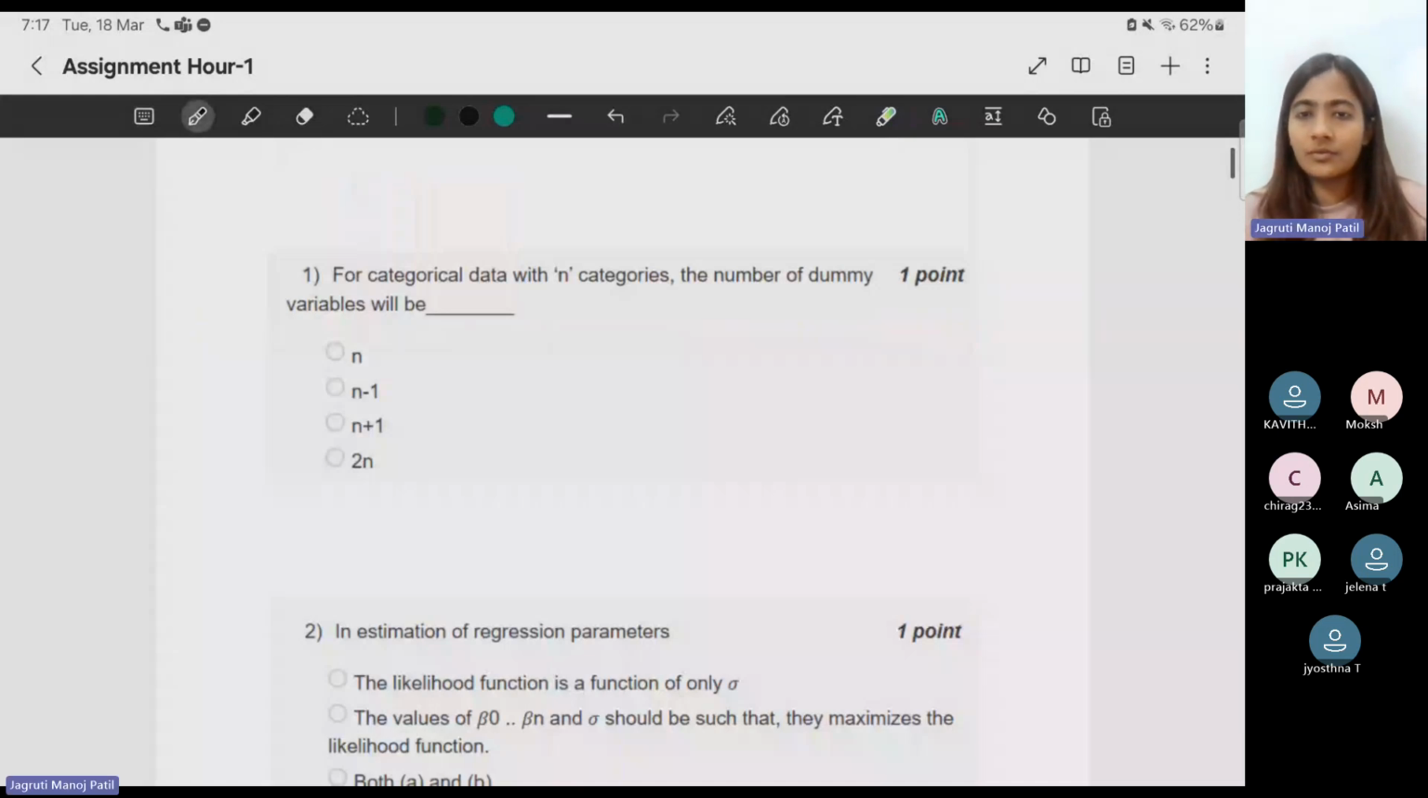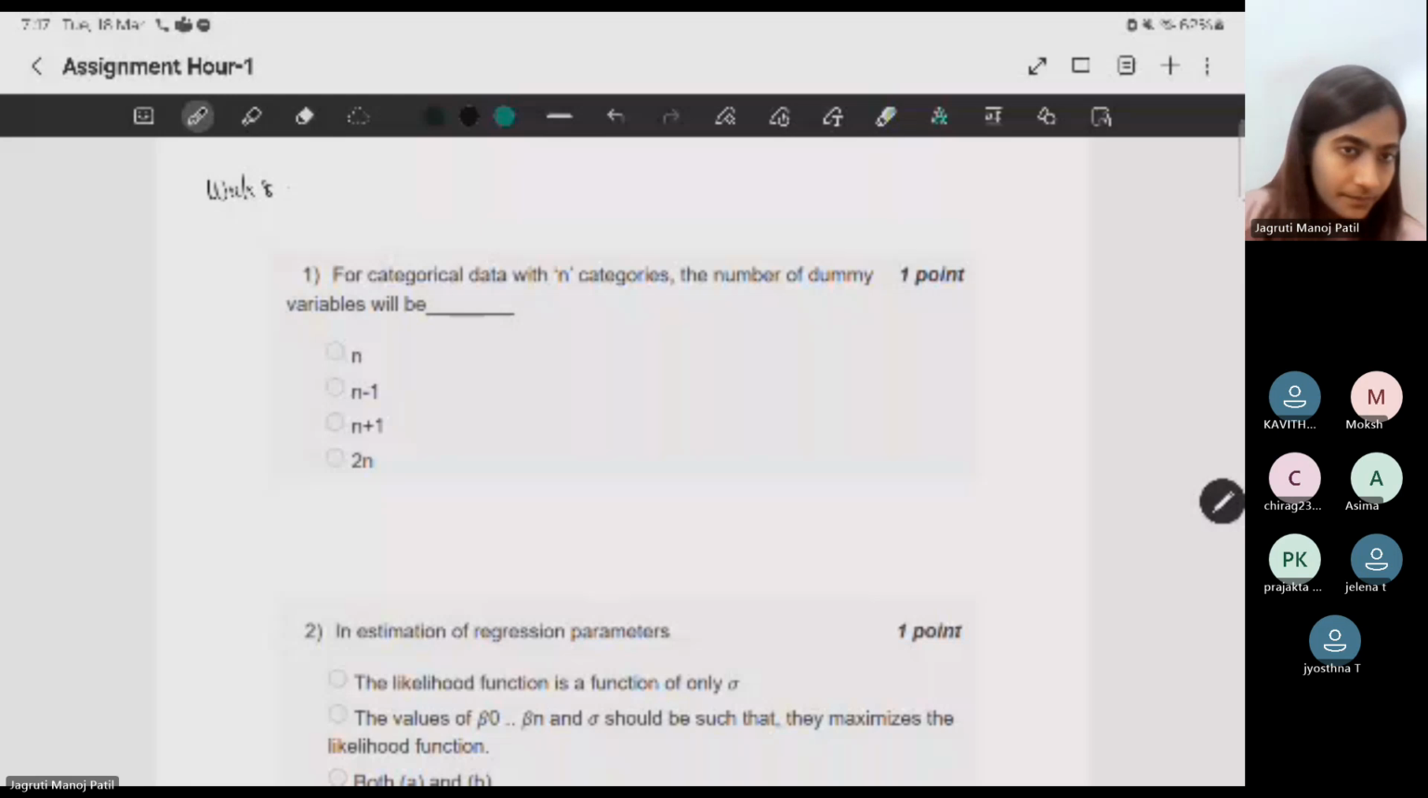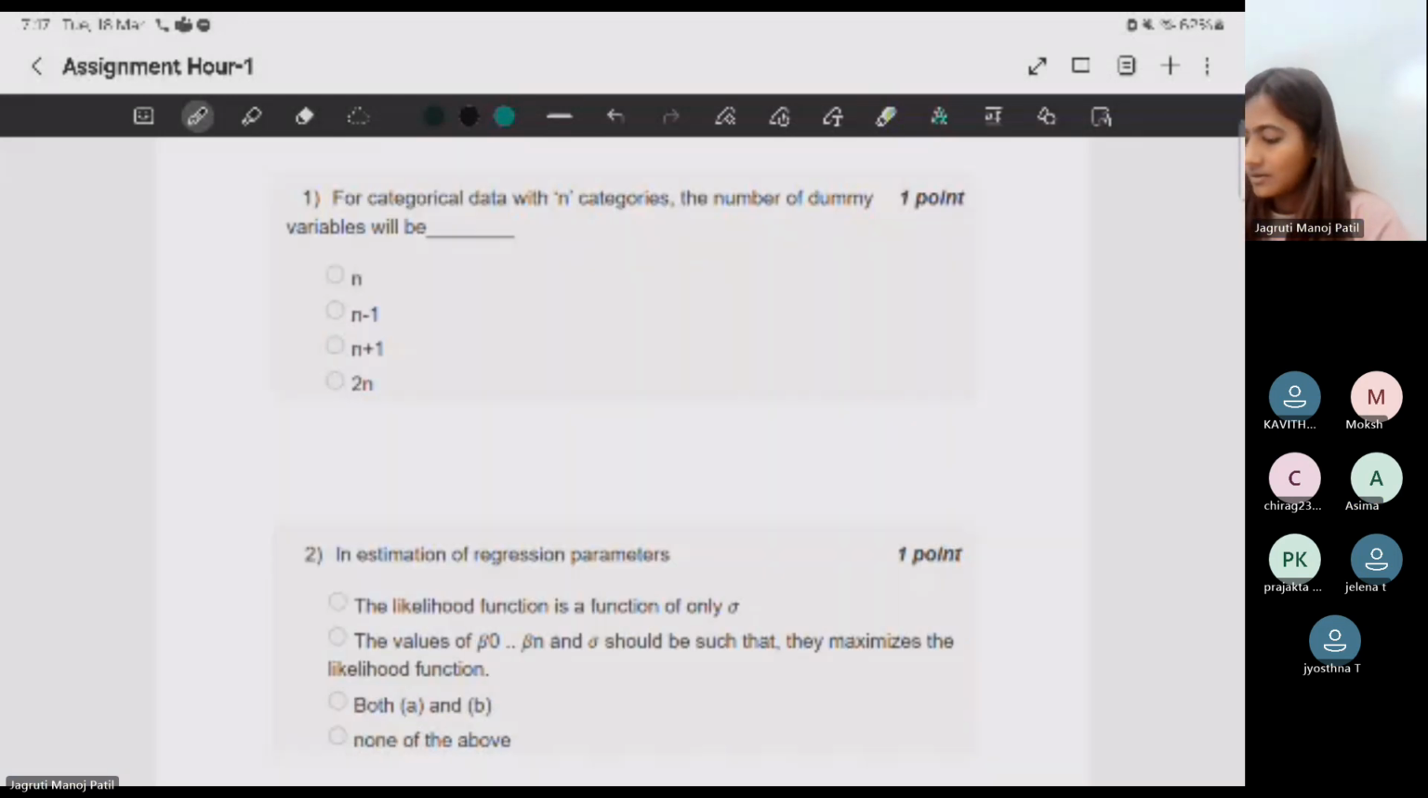Right. So for the first question, this is our week 8. For the first question, for categorical data with n categories, the number of dummy variables would be n-1. Yes. In estimation of regression parameter, the likelihood function is a function of sigma, or is it that the values should be such that they maximize the likelihood function?